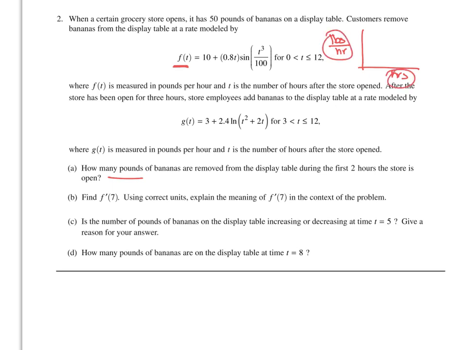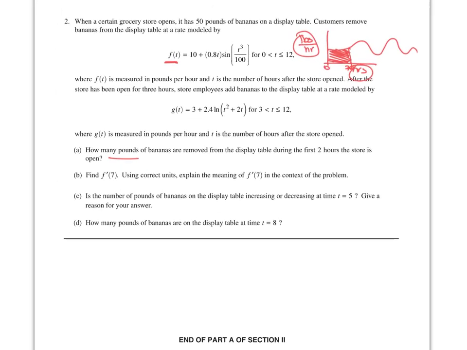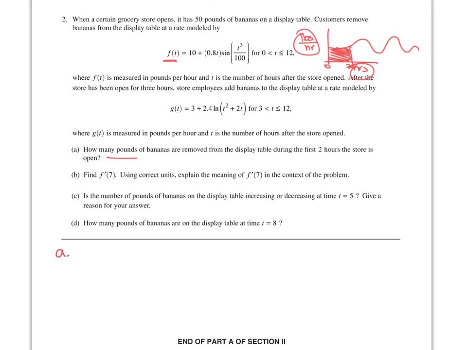So if we have this function F of T, and if you did look at the graph, it would look something like this. If we want to figure out how many pounds have been removed for the first 2 hours, what do we want to do? Calculate the integral from 0 to 2, and that'll give us the total pounds of bananas. So for part A, we evaluate the integral from 0 to 2 of F of T dt, and that will equal 20.051 pounds have been removed.